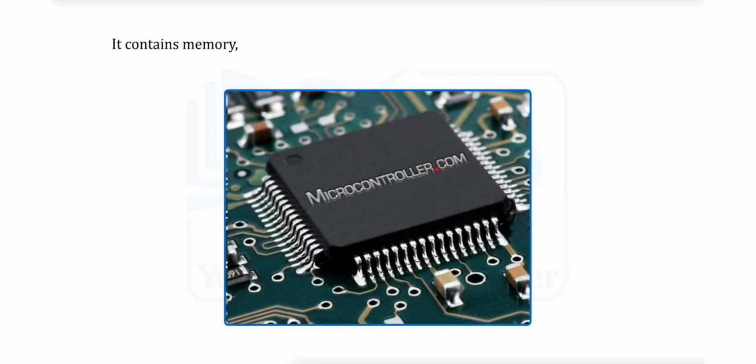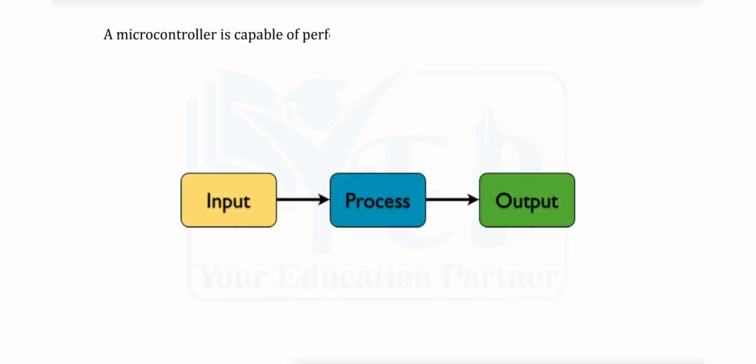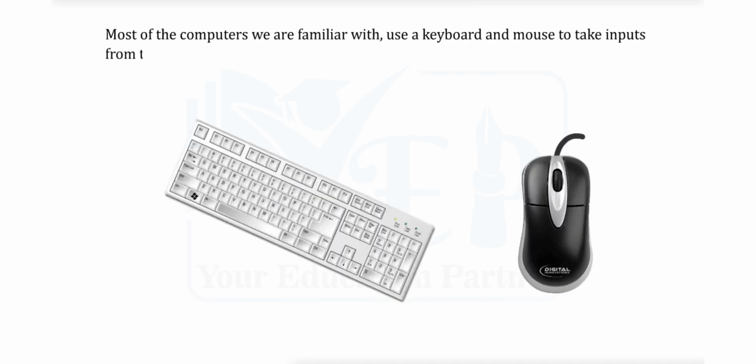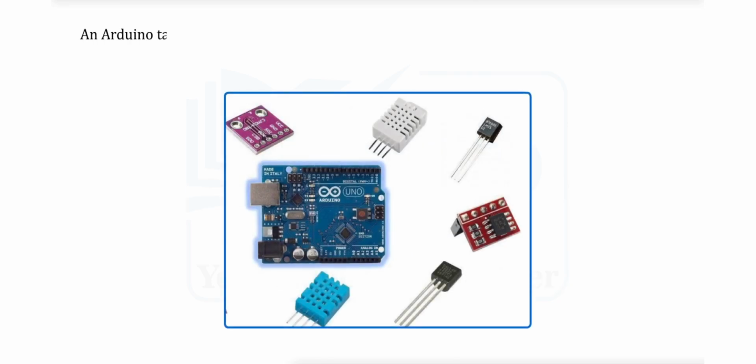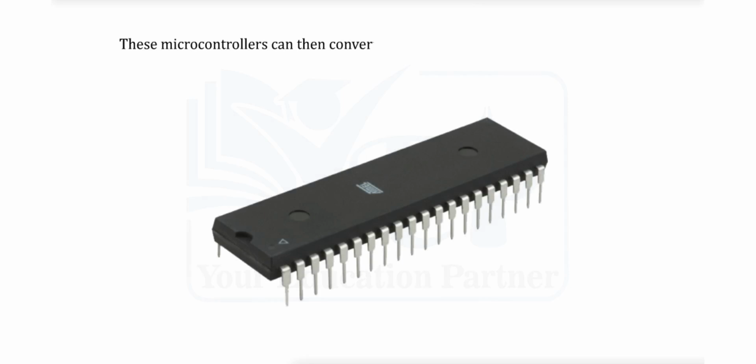It contains memory, programmable input or output peripherals, as well as a processor. A microcontroller is capable of performing multiple operations like input, processing, and output. Most of the computers we are familiar with use a keyboard and mouse to take inputs from the user. An Arduino takes input from the users using various sensors attached to it. These sensors can sense light, sounds, vibrations, and temperature, etc. These microcontrollers can then convert these measurements into digital signals.